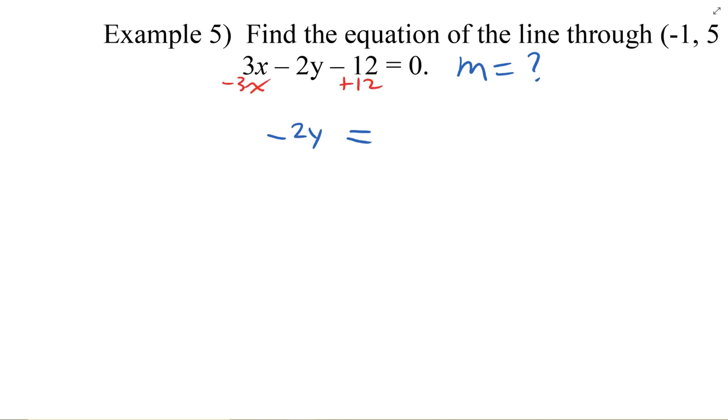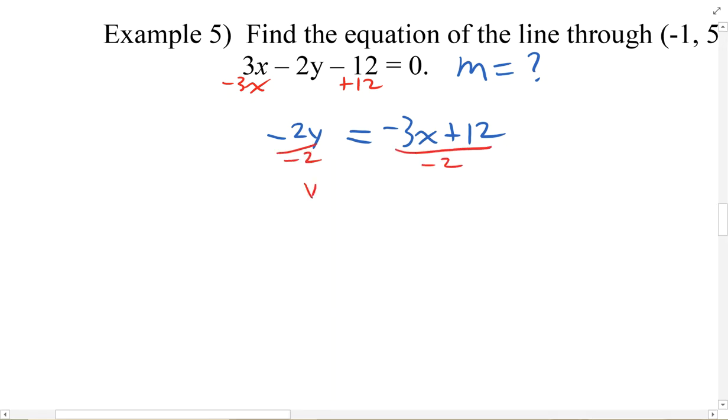So again, you're going to do the opposite of what you see. So minus 3x plus 12. Always adding, subtracting first. We're doing reverse BEDMAS when we're moving things. What are we going to divide by now? -2. And everything on the right gets divided. So we're left with y equals what? Good. Positive 3 over 2x, -6. Okay. So what is our slope? The slope is 3 over 2.